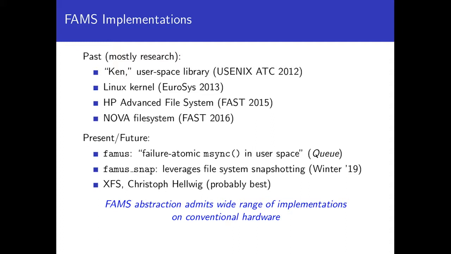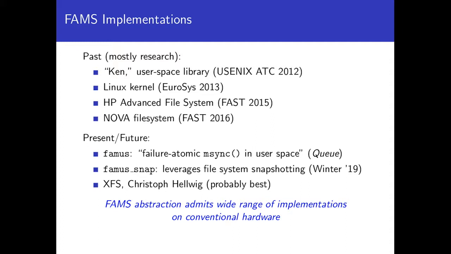And I'll show you the important 12 lines of that code later. So implementing failure atomic msync need not be difficult if you just do what Christoph says. Now, not to be outdone, Christoph himself is implementing failure atomic msync in the XFS file system. In the long term, I expect that a file system implementation will turn out to be the best mode of implementation for failure atomic msync if we're implementing on conventional hardware, okay?